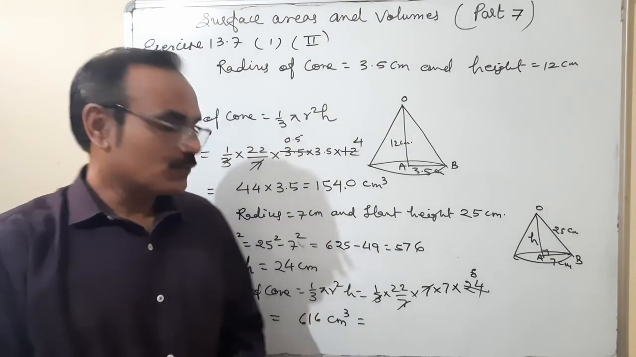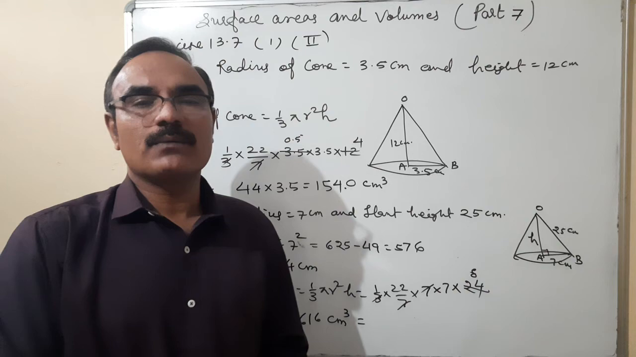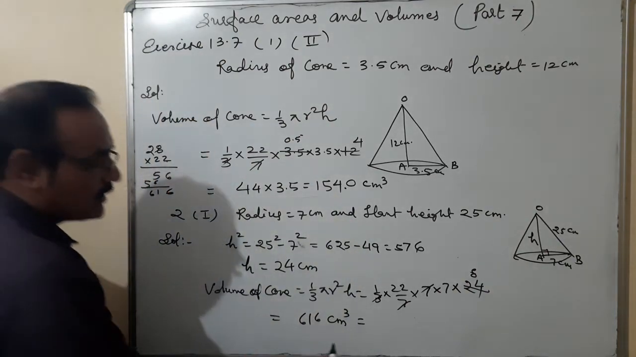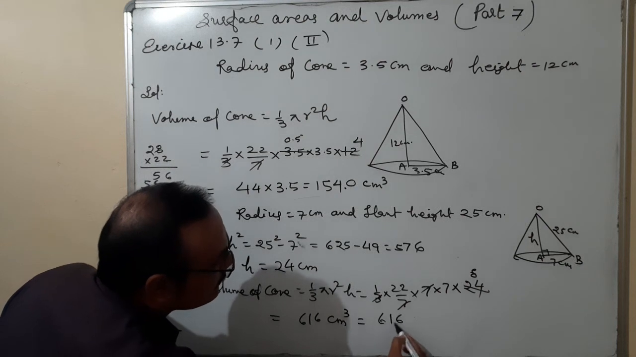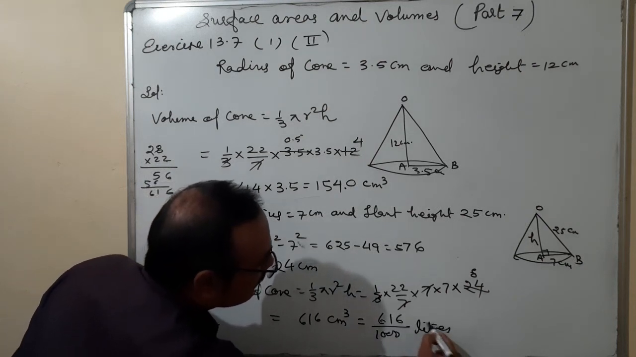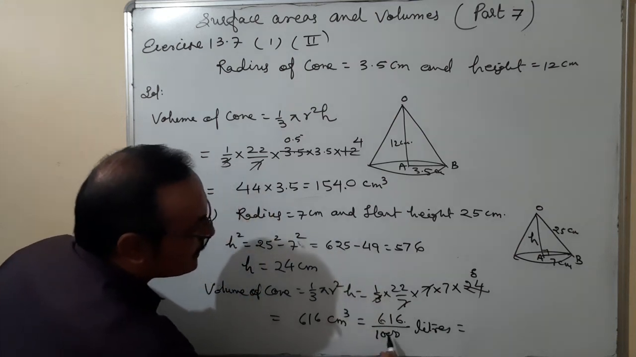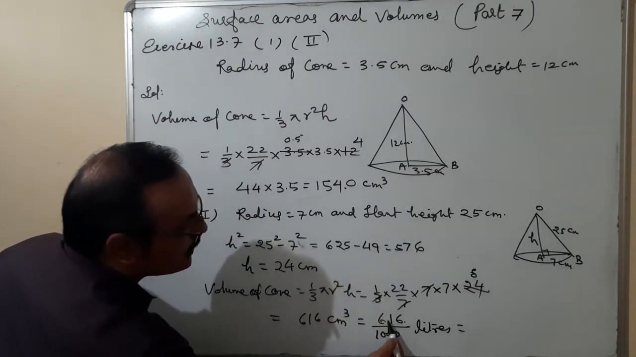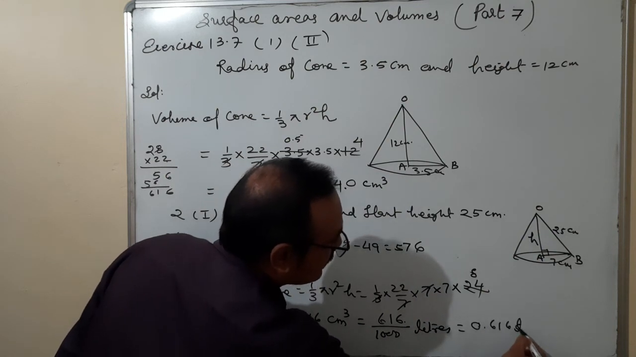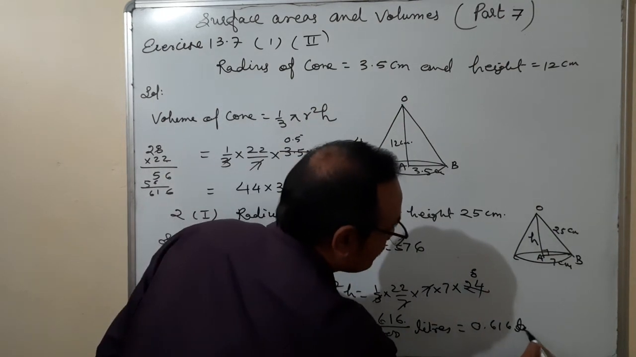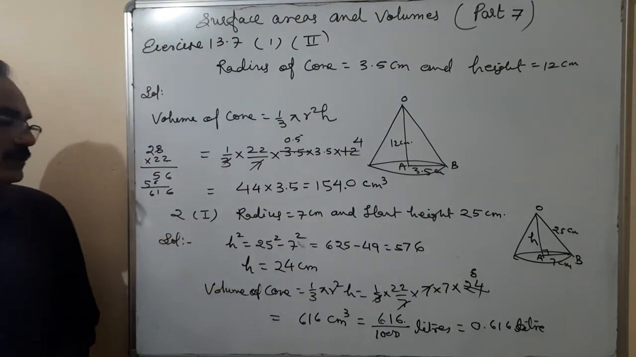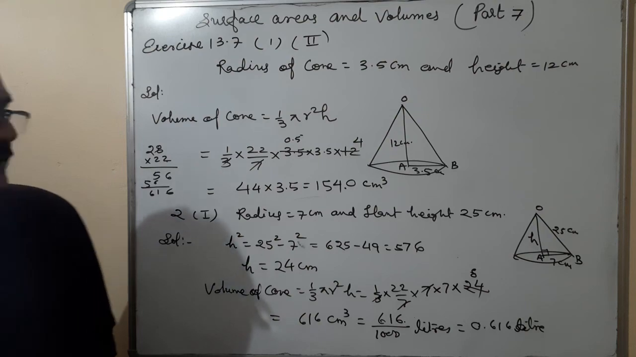And this 616 centimeter cube we are going to convert into liters. Only one relation I told you: from centimeter cube, if you want to convert into liters, then divide by 1000. So I'll write here 616 upon 1000 liters. The decimal moves three places, 1 2 3, so we get 0.616 liter. So the volume of the cone is equal to 0.616 liter.